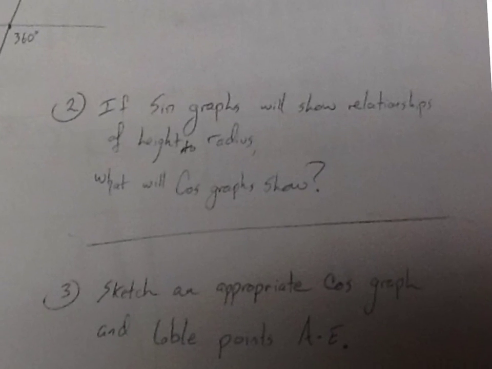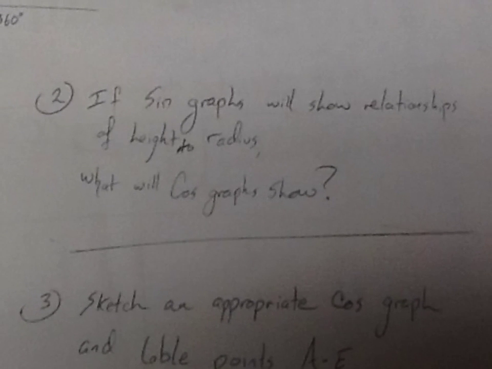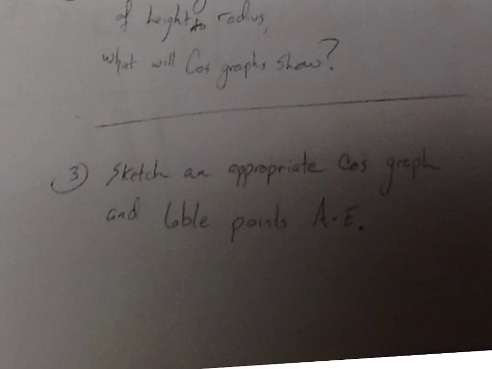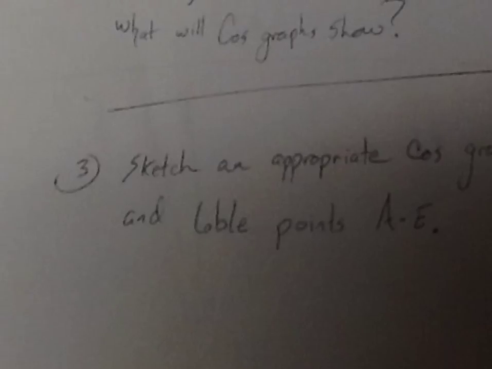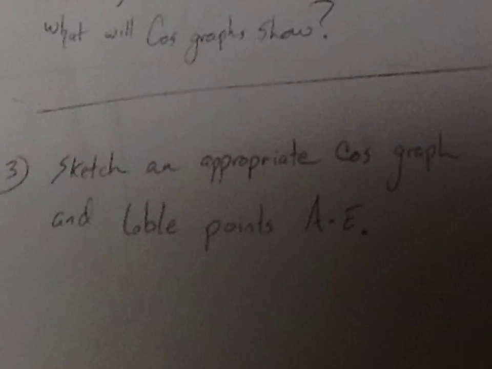And then answer these questions also. If the sine graph will show the relationships of the height to radius, which is what you just did, what's the cosine graph going to show? Answer this question on a separate sheet of paper, right at the bottom. What do you think the cosine graph will show? Think about SOHCAHTOA. What is it doing? And then I would like you to sketch the appropriate cosine graph and label the points A through E.